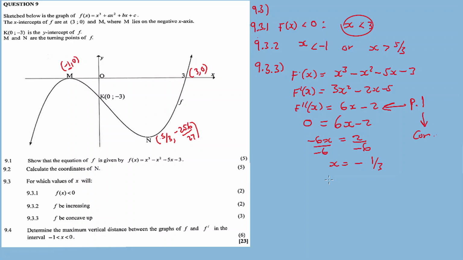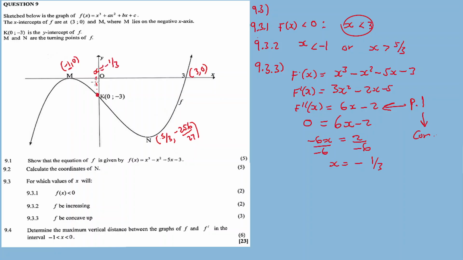-1/3. Now look, x equal to -1/3, somewhere here. Bam. X equal to -1/3.